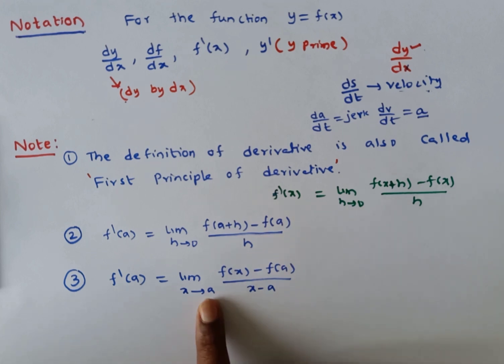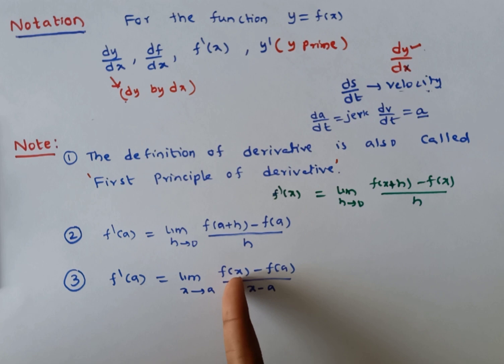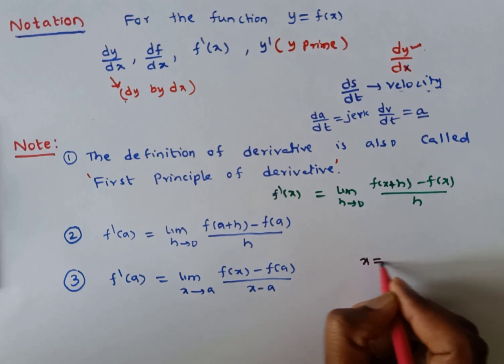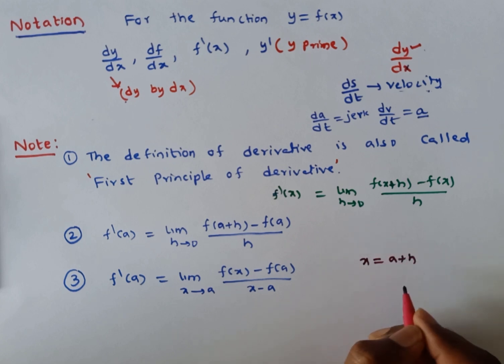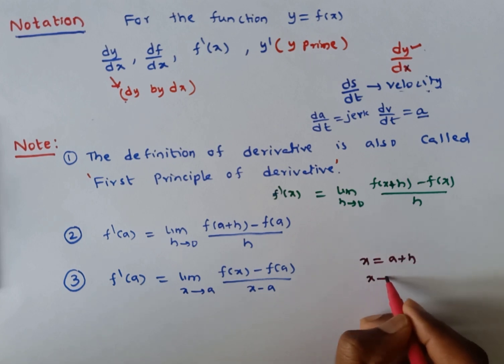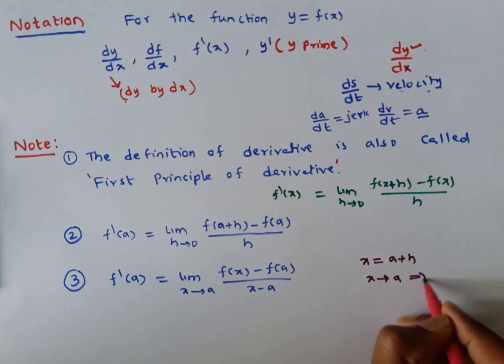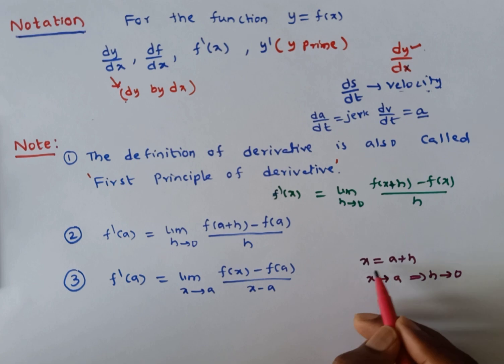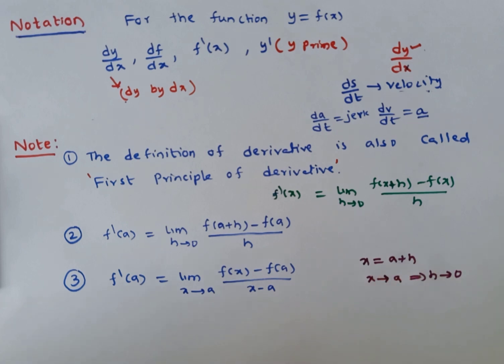As x goes to a, that leads to x being a plus h. If x equals a plus h is the replacement, then again it is the same as this one. Here, let x be a plus h. See, already x goes to a, meaning h tends to 0. When x is a, x becomes a plus h, and h tends to 0.